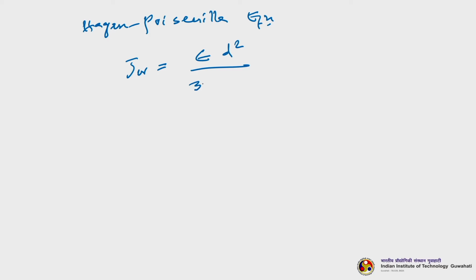Now, you use the Hagen-Poiseuille equation. So, what is that? Jw equals epsilon d square divided by 32 mu into tau, then delta P by Lm, the thickness of the membrane. So, you substitute everything.